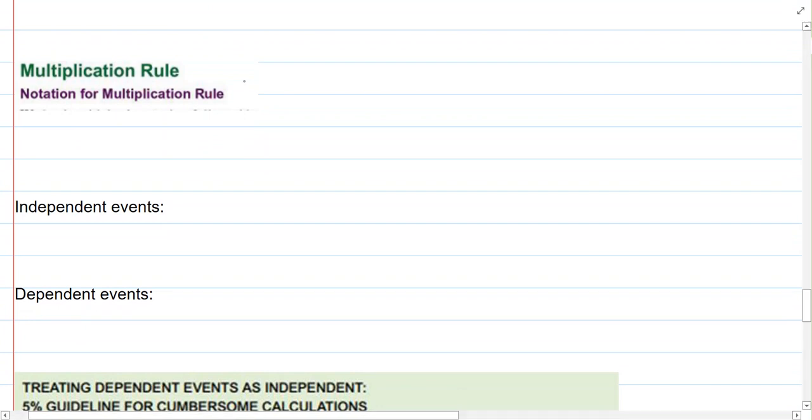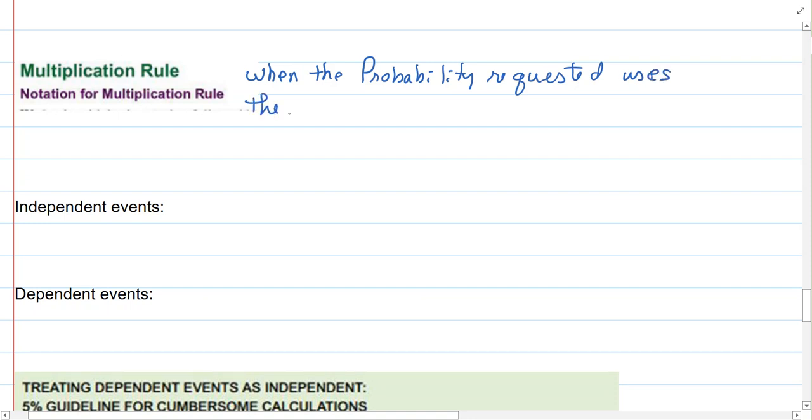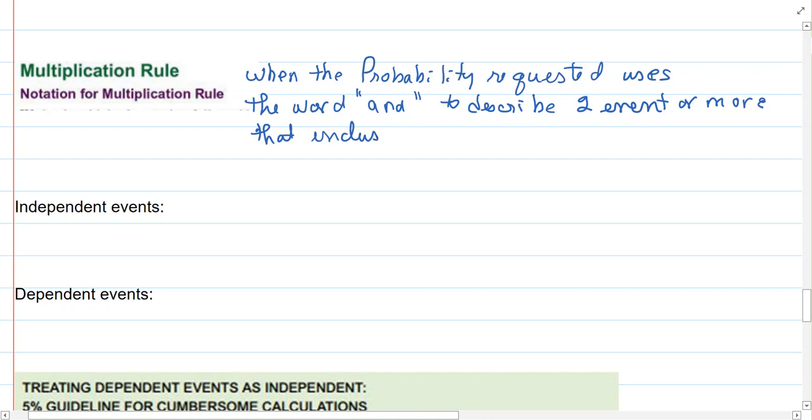This is a multiplication rule when the probability requested uses the word and to describe two events, two or more, that are inclusive, or I should say restrictive, by the structure. All right.